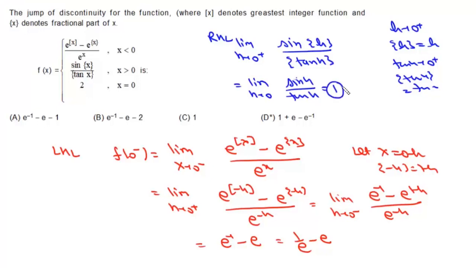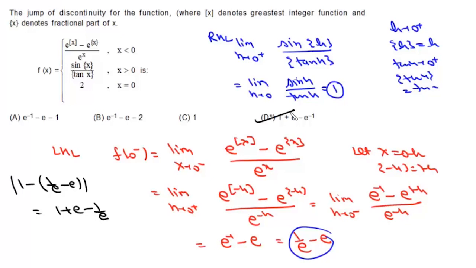So once we have the left hand limit and right hand limit, we can calculate the jump of discontinuity, and the jump of discontinuity is mod of 1 minus (1 by e minus e), which is 1 plus e minus 1 upon e, and that's your option B. Now here the question is, we are given this function g(x) and we have to find the number of points of non-differentiability.